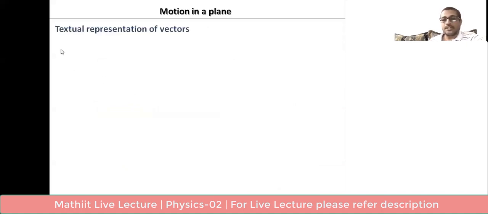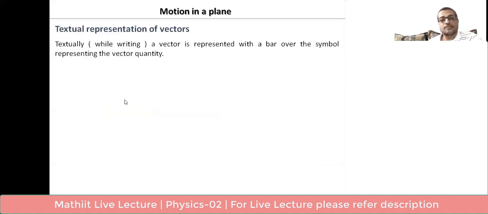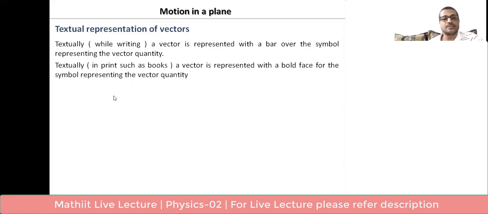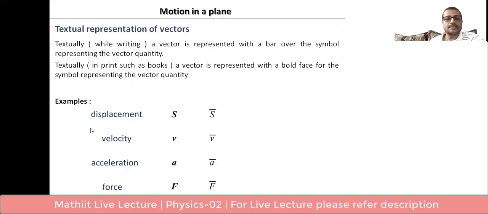Textual representation of vectors. Yesterday, I told you there are 2 ways of representing vectors. One is with a bar over the symbol indicating the vector quantity, and the other one is writing the vector in boldface. Here it is. Examples. Displacement. In the textbooks, you will find this kind of notation, but when we write it in the notebooks, we use this notation.